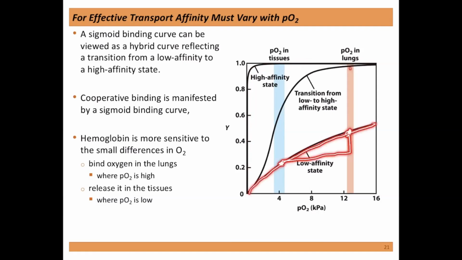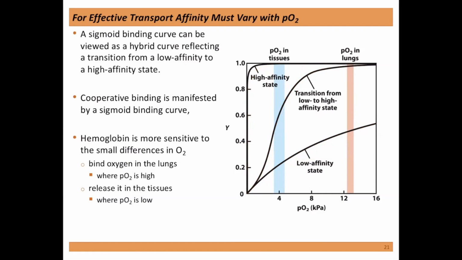So what would be awesome is if you could pick up a lot, and then when you enter the low pressure, you're going to deliver a large amount. So you don't want this hyperbola. You'd actually kind of want this sigmoidal curve right here. And we'll find out that this sigmoidal curve corresponds to cooperative binding, meaning that we're going to have more than one site for the oxygen to bind. And as I bind one oxygen, it's going to be easier to bind the next one.